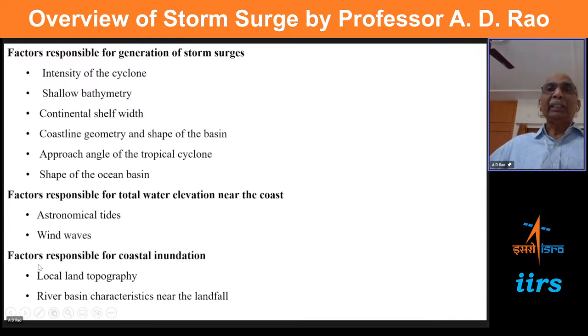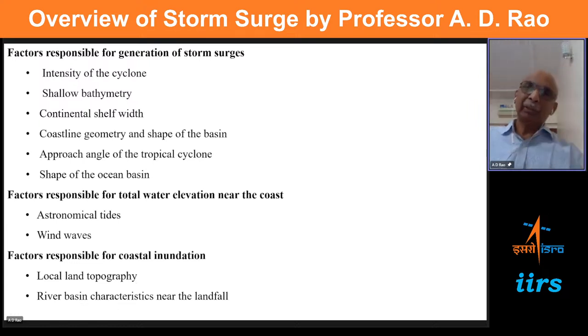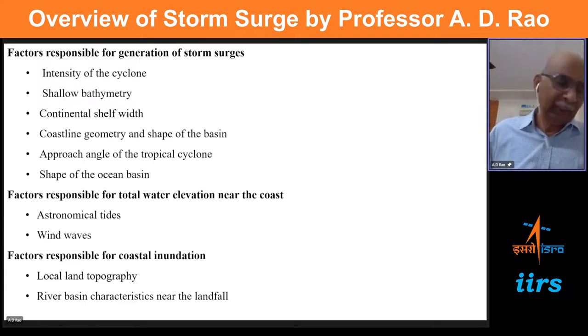So, factors responsible for coastal inundation. Once you have the total elevation, the next important thing for any model is to see how much coastal inundation takes place in that region. One is local land topography. This is very, very important. That means the height of the topography, and not only that, I forgot to mention here LULC, land use, land cover. That is also very important.